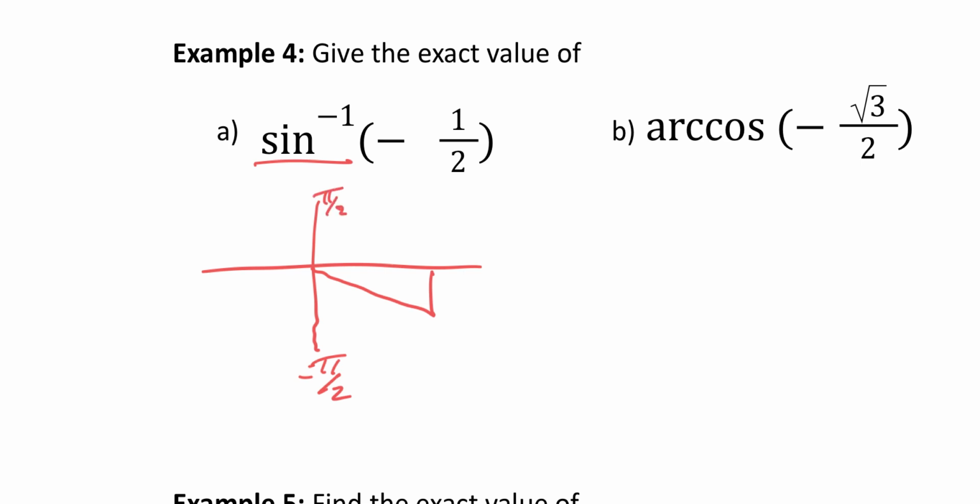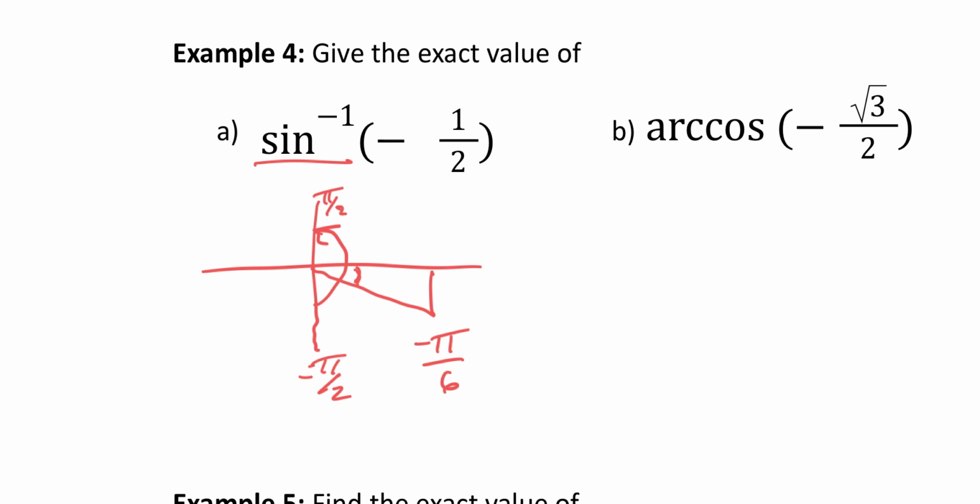Well, there's only one angle here that has a reference angle of pi over 6, so this angle is negative pi over 6. So the answer here is negative pi over 6. It has to fall between negative pi over 2 and pi over 2. Okay? All right.